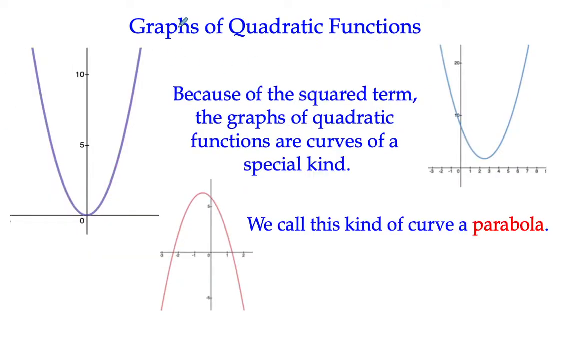Quadratic functions are different because of this squared term, okay? And you get this special type of curve. So I'll show you why it looks like this. We've got y equals x squared on the top left here. That's the mothership of quadratic functions, very basic.